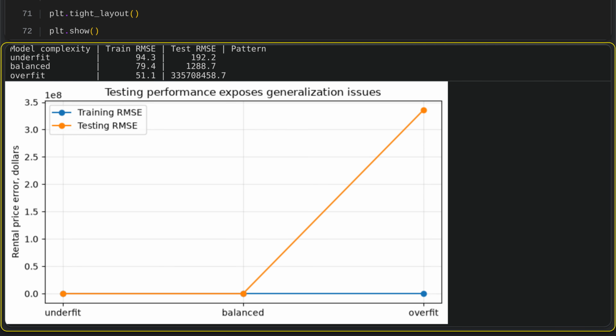This script compares polynomial models for predicting rental prices from area using training and testing data. It measures performance with root mean square error on both sets. The linear model underfits, the 12th degree model overfits, and the cubic model gives the best balance between fit and generalization. The results show how increasing model complexity can improve performance up to a point, then make testing accuracy worse.